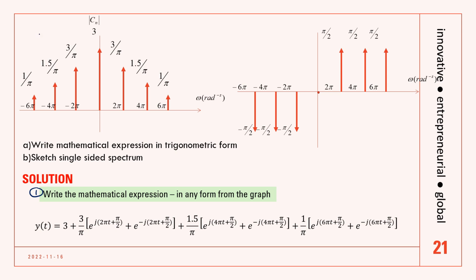You know that this is the amplitude or magnitude spectrum, and this is the phase spectrum. So try to come out with the mathematical expression from the given spectrum. How? You can see here these are going to be the values of omega, these are going to be the values of amplitude, and these are going to be the values of phase.